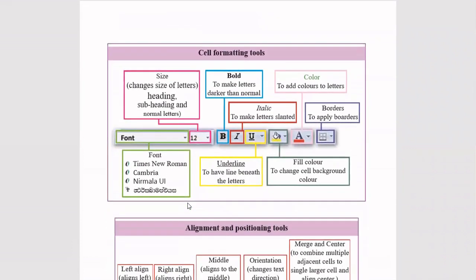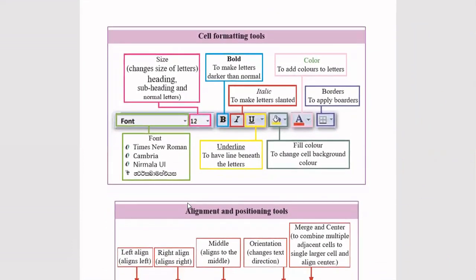Then comes the cell formatting tools. We also learned these in Word. Similar things: first you can select the font type, like Times New Roman or any other font, even a Tamil font if installed. Then font size. B for bold, to make the letters thicker and darker. I for italic, to make the letters slanted. U for underline. And you can fill colors in the background of the cell, change the font color, and apply borders.